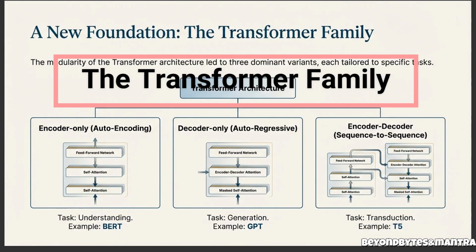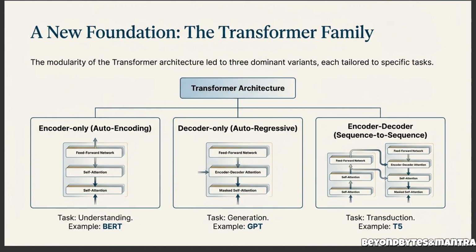Thus, a new foundation of the transformer family is built. The transformer's modularity with encoder and decoder gave birth to a family of three types of models: BERT for understanding, GPT for generation, T5 for translation. Each variant adapts the same building blocks to different tasks. This flexibility made transformers the foundation of modern AI. They became the universal architecture for language, vision, biology, audio, code generation, and a lot of other tasks.